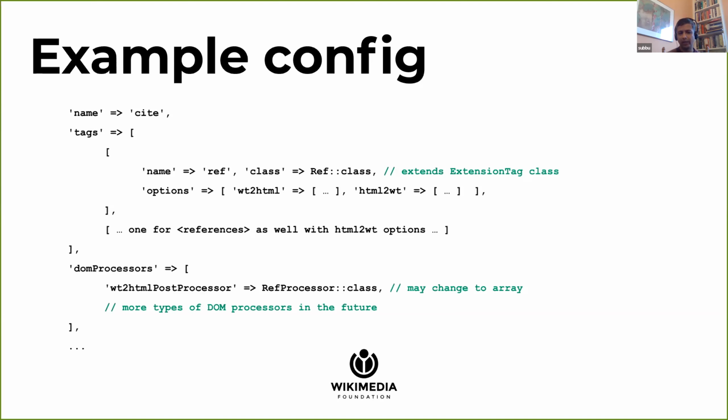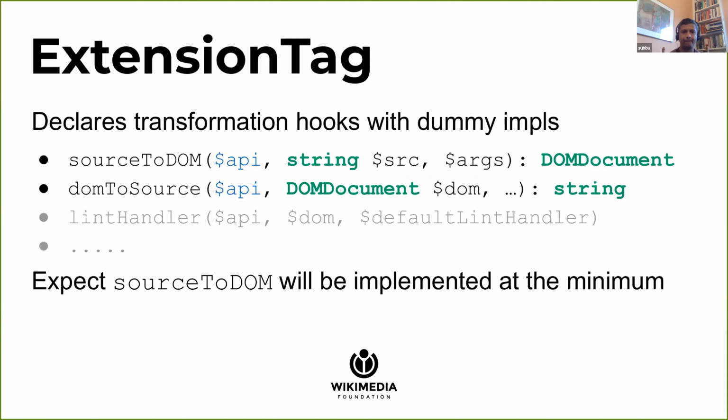So right now, there's only one processor that the extension config defines. That is the Wikitext to HTML post processor. This means it is going to be invoked pretty much at the end of the parsing pipeline. So probably the roughest equivalent would be before or after tidy, for example, something like that.